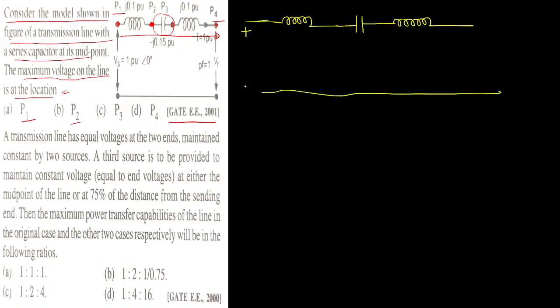If you observe this, at point P1 the voltage is already given. This is point P1, and it is 1 per unit at an angle of 0 degree. So I can say at P1 the value of Vp1 equals 1 at an angle of 0 degree. And if you observe the network carefully, they have given the current value also. What is the value of current? Current value is given as 1 per unit. So the magnitude of the current is 1 per unit.